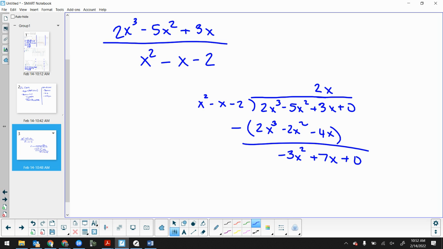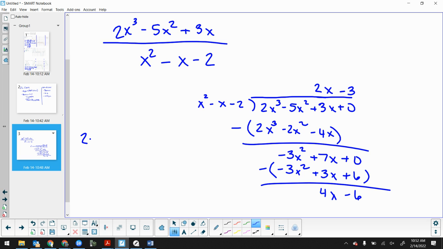How do I make x squared look like negative 3x squared? Multiply by negative 3. Negative 3 times x squared is negative 3x squared. Negative 3 times negative x is positive 3x. Negative 3 times negative 2 is positive 6. And I subtract. So this gets me 4x minus 6. And I can stop there because this is essentially 2x minus 3 plus 4x minus 6 over x squared minus x minus 2. How do I know I can stop? Because the degree of my remainder is now less than the degree of what I was dividing by.